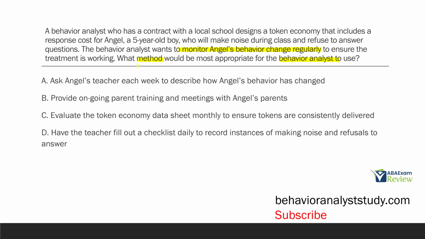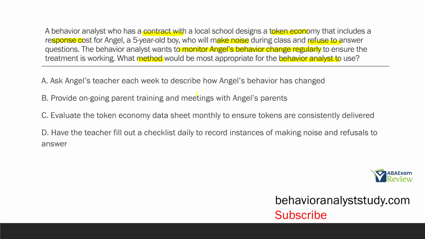Now, what do we know about Angel and the behavior analyst? Well, we know the behavior analyst has a contract with the local school. They're using a token economy with the response cost, and the behavior is making noise during class and refusing to answer. So we have all this information, right? What it boils down to is if the behavior analyst wants to monitor this behavior change, what do they do? Okay, simplify it. What does the behavior analyst need to do? What's most appropriate to monitor behavior change?